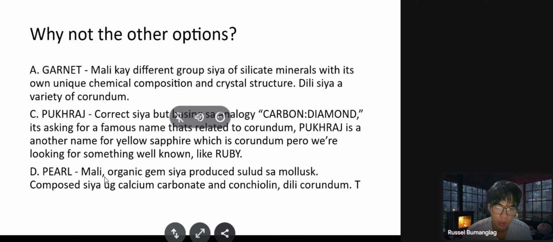And D, pearl, mali because organic gem siya produce sulod sa mollusk. Composed siya of calcium carbonate and conchiolin, dili corundum.